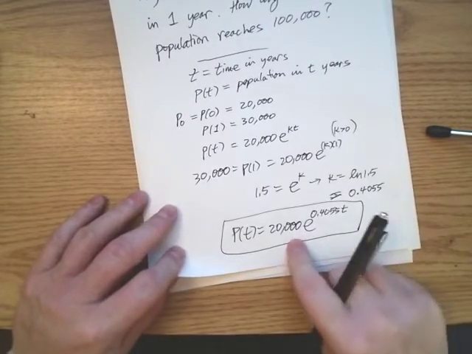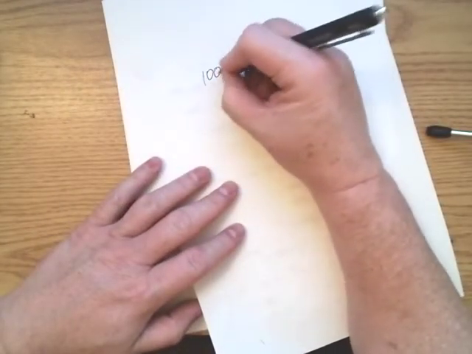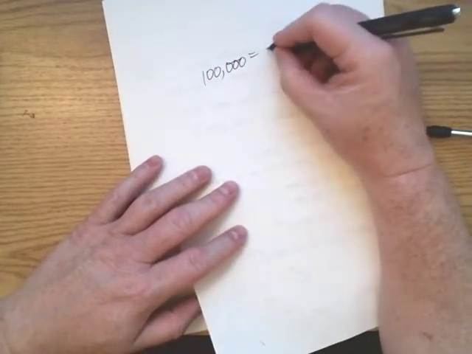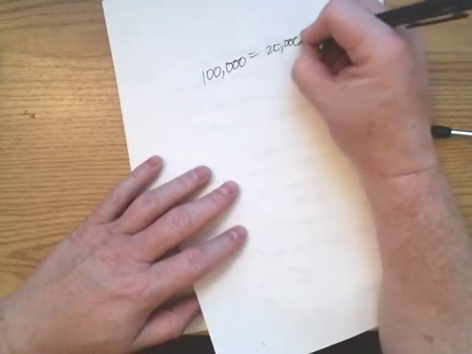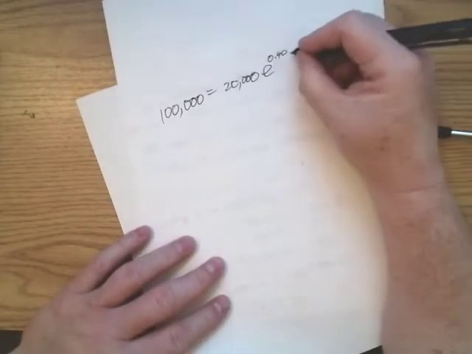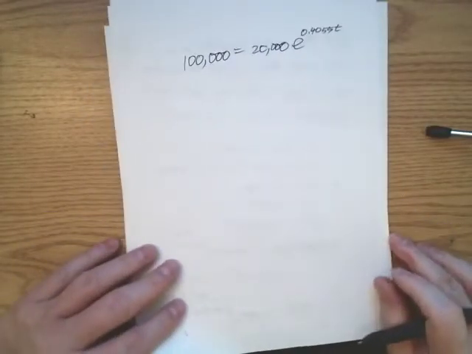How long until it reaches 100,000? Well, what are we going to do there? We'll say the population is 100,000, and we're looking for a t. Our original amount was 20,000, and e to the 0.4055t. Double check, make sure. That's what we're looking at.